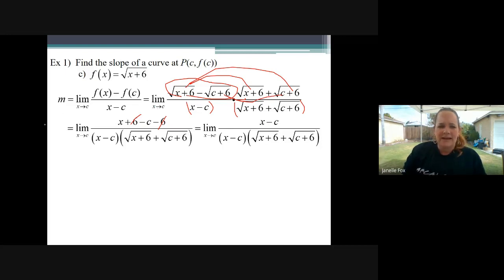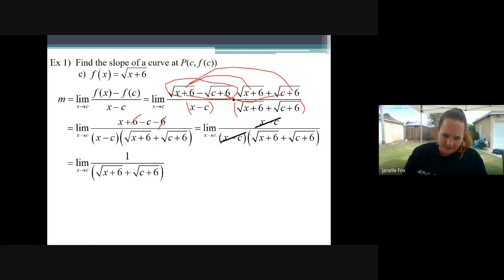Okay, so we're going to get the limit as x approaches c of x minus c all over x minus c times that conjugate of rad x plus 6 plus rad c plus 6. These x minus c's are going to cancel each other, of course. I love it when they cancel. And here's what we're left with, okay, is a 1 over rad x plus 6 plus rad c plus 6.